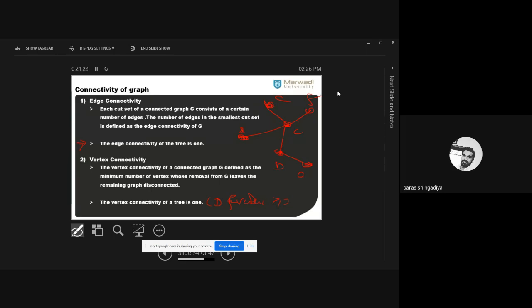Yes, please. Sir, it is fine if there are more than 2 partitions, right? Yes, that is fine. Okay. But we cannot consider only one part when we delete some number of vertices.